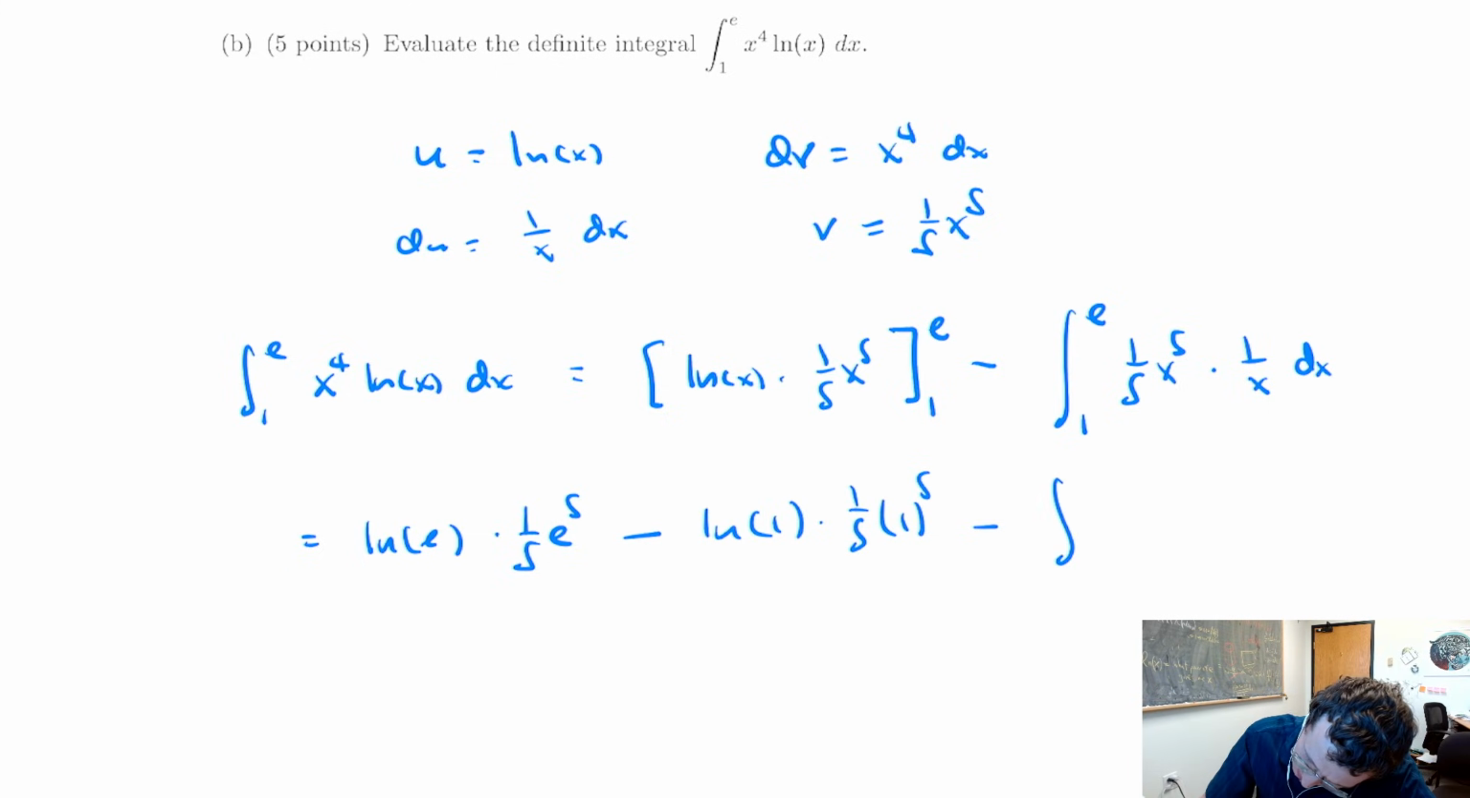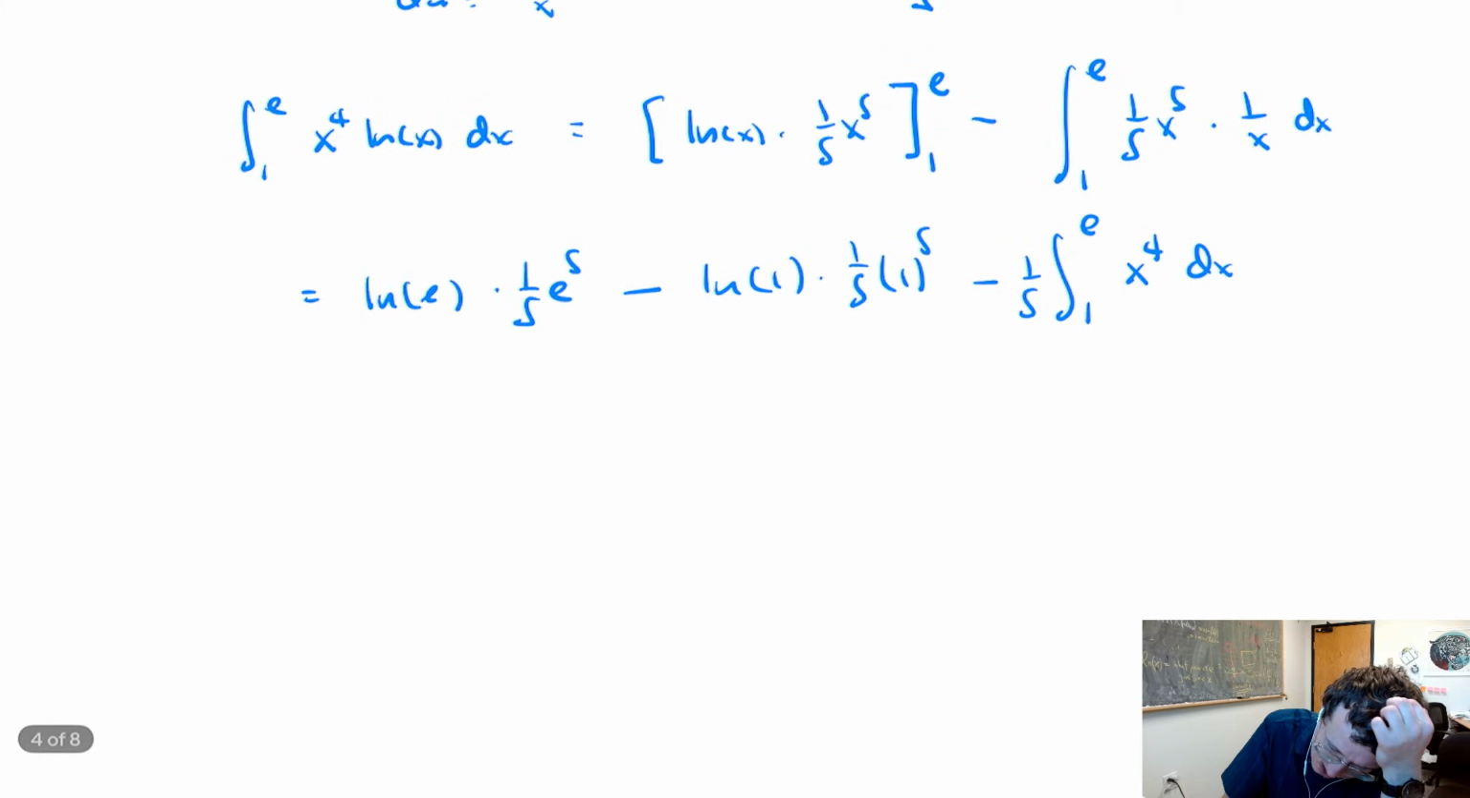And then let's simplify this. I'm going to pull the 1/5 outside, and that leaves me with x to the fifth divided by x, which is x to the fourth dx, and that's just a polynomial. It's just a power function, so I'm going to be able to integrate that pretty easily. Let's also start cleaning this up. The ln of e is 1, and the ln of 1 is 0.